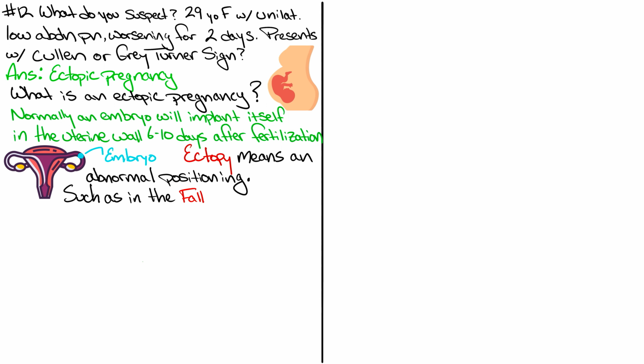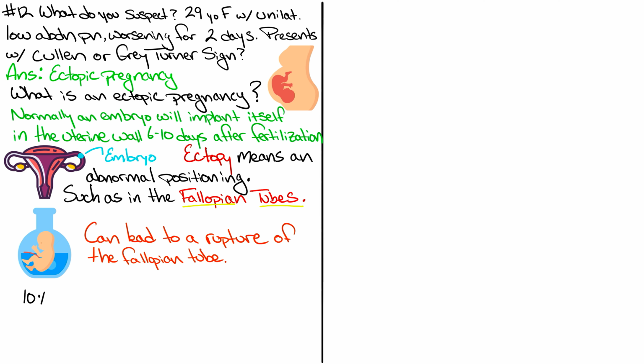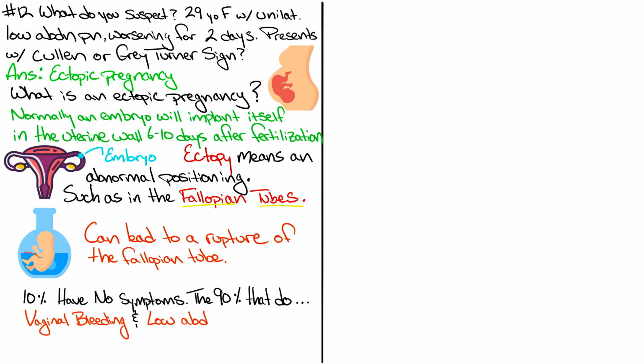One of the most common places for an ectopic pregnancy to occur is in the fallopian tubes. And unless you're doing some weird experiments, babies shouldn't be grown in tubes. Implantation in the fallopian tubes can cause the tubes to rupture. Now, 10% of these patients will be asymptomatic, that is, they won't present with any symptoms. The other 90% that do present with symptoms are typically going to present with vaginal bleeding and abdominal pain. This typically starts about 7 weeks after the completion of their last menstrual cycle.